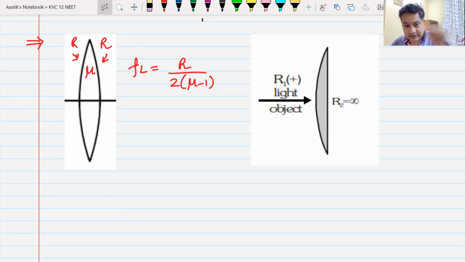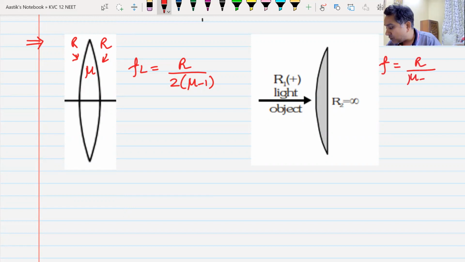If it has the radius of curvature of R, remember the focal length of this lens is twice the previous one. So it will be R upon mu minus 1. If it was a concave lens, it will be minus R upon mu minus 1, or minus R by 2 mu minus 1. If you can remember these two shortcuts, my dear friend, it will help you in solving some questions very, very simply and very, very quickly. Do we understand this? Yes or no? Can you note this down?